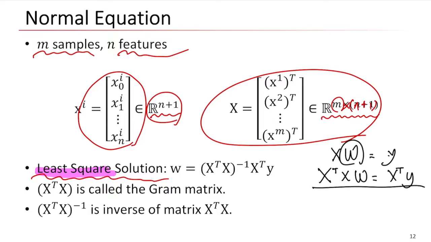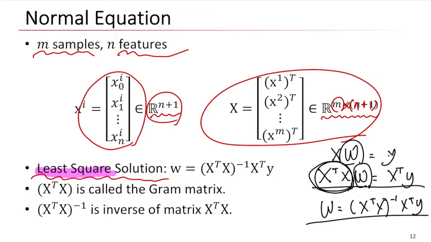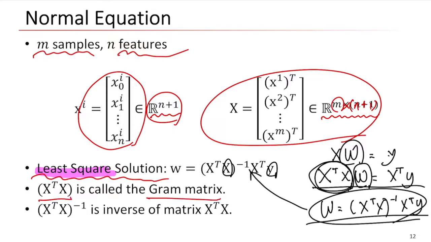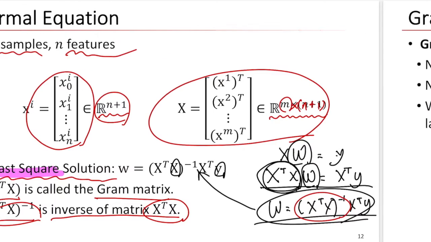And how can we estimate this? We can compute the inverse of this one. So it will be W equals X transpose X inverse times X transpose Y. This is called the least square solution with the input matrix X and output vector Y. In here, X transpose X is called the gram matrix, and this term is the inverse of the matrix. This is the definition of the normal equation.